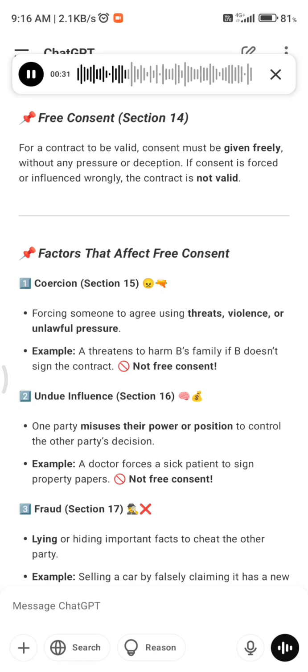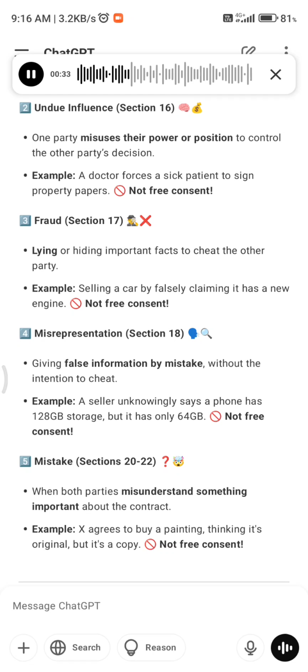2. Undue influence, Section 16. One party misuses their power or position to control the other party's decision. Example: a doctor forces a sick patient to sign property papers, not free consent. 3. Fraud, Section 17. Lying or hiding important facts to cheat the other party. Example: selling a car by falsely claiming it has a new engine. Not free consent. 4. Misrepresentation, Section 18.